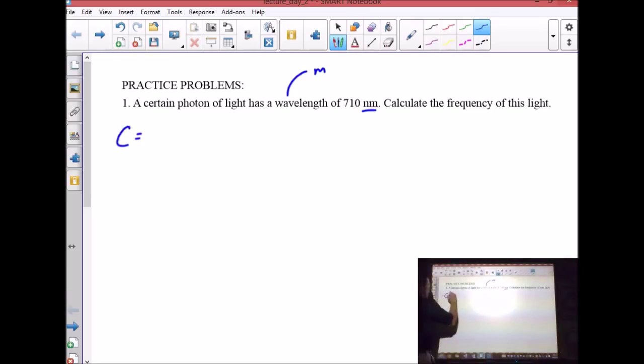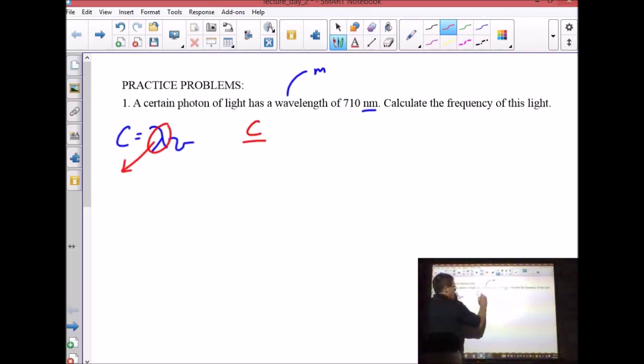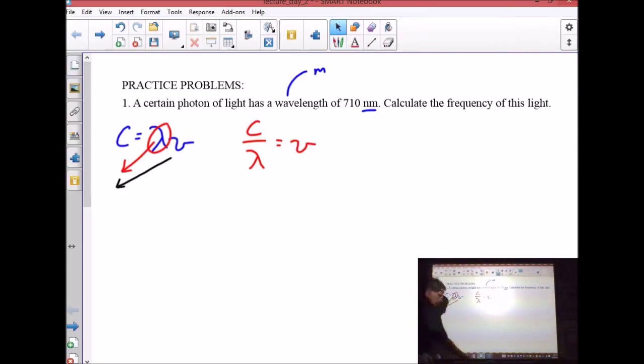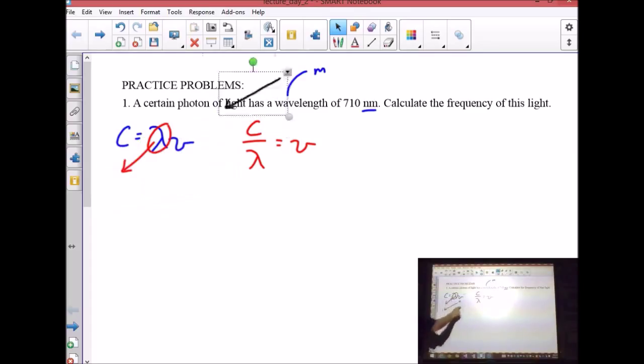So our equation again is this. What are we looking for? Which variable? v. So what do we do with lambda? Divide on both sides. Good. So we're going to move lambda down. Now our equation is c over lambda equals frequency. Be sure to show that. I'll give you a heads up: c will always be on top. It has to be, because if we're looking for wavelength, then frequency is going to be divided, and it'll go down here. But we're not looking for that.